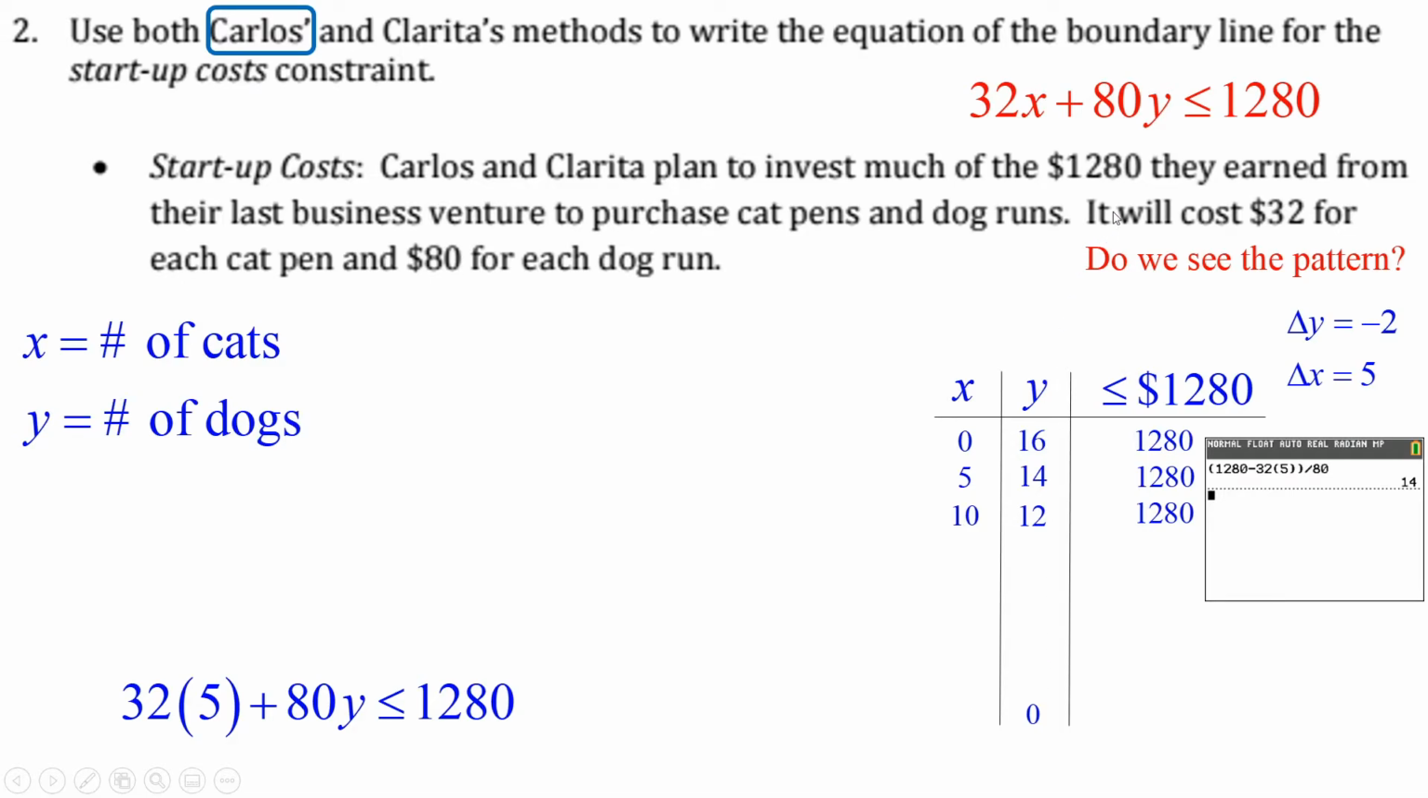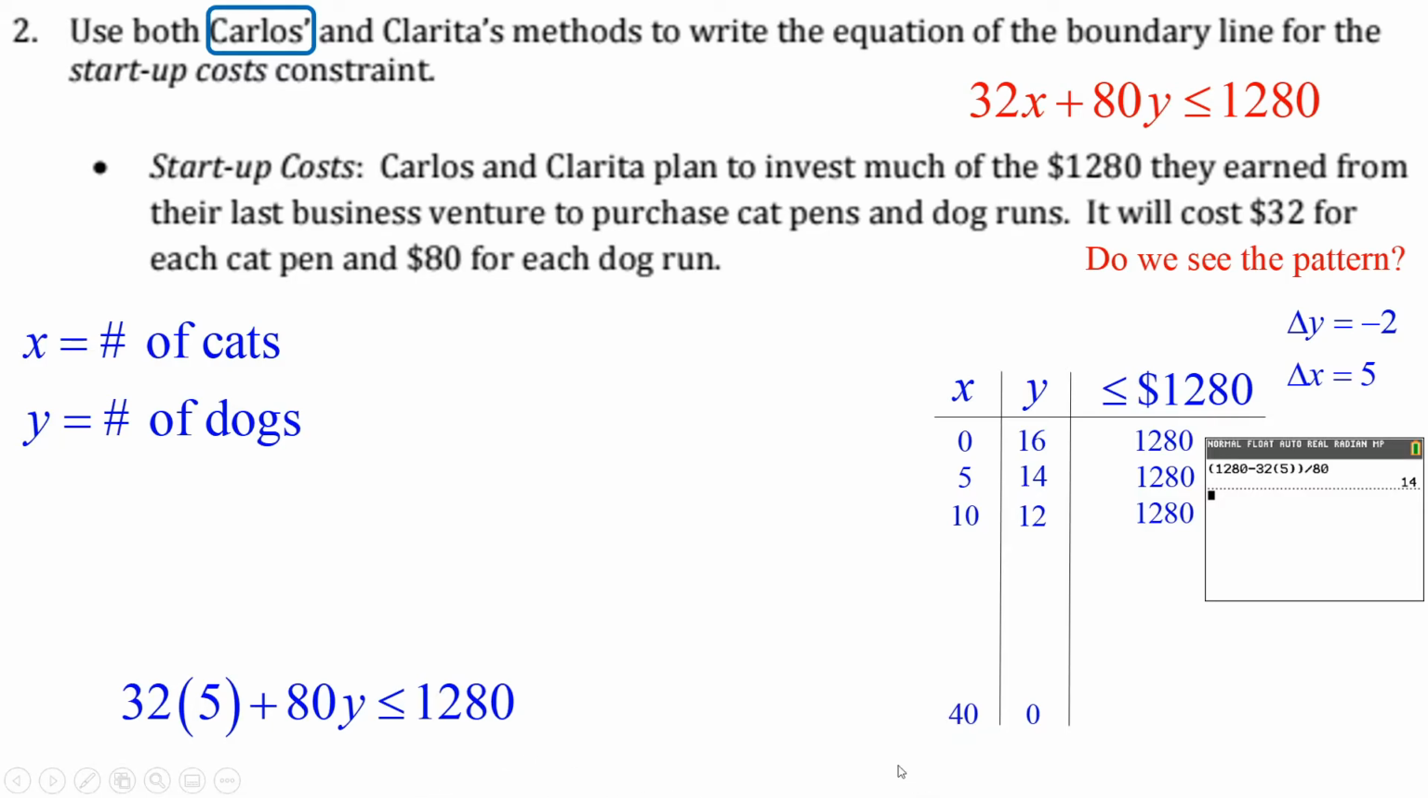All right. So again, we need to do a little bit of arithmetic here. If there are 0 dog runs, I can look right up here. 80 times 0 would be 0. And I'm left with 32x is 1280. So I've got to undo this multiplication by 32. So let's just divide that 1,280 by 32. And don't worry, we'll check all this too. 1,280 divided by 32. And there we go. So if Carlos has 0 dog runs, he will be able to afford 40 cat pens.